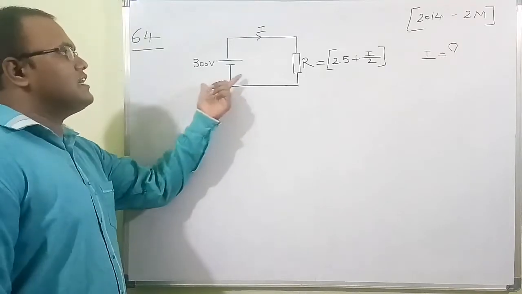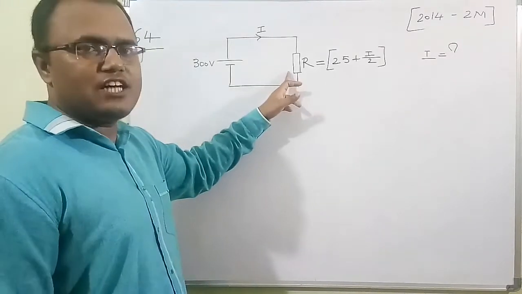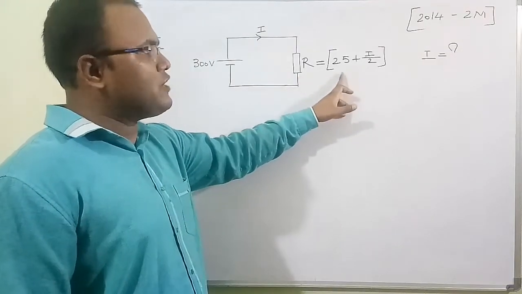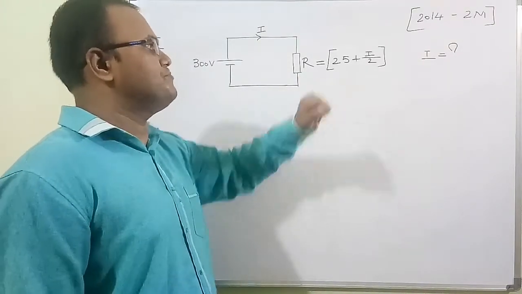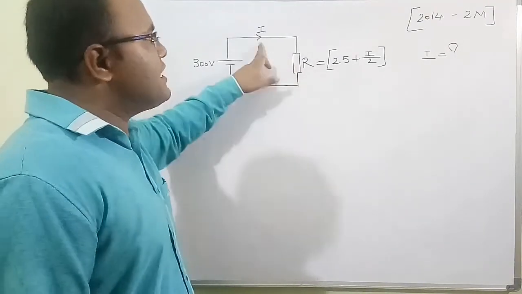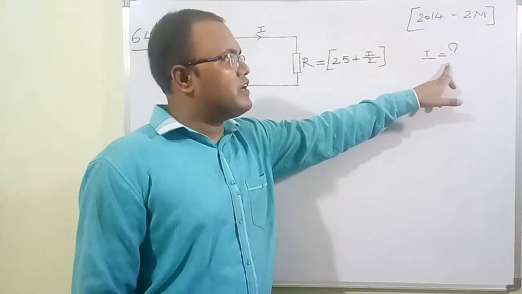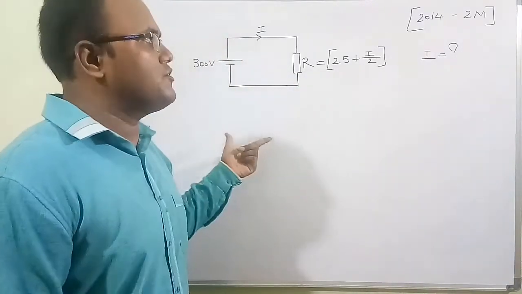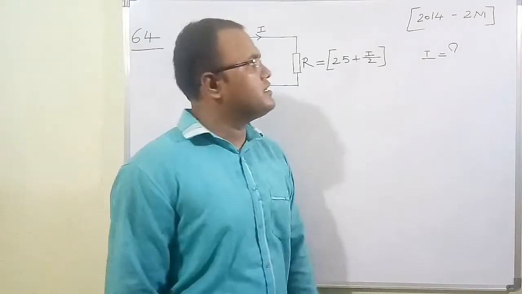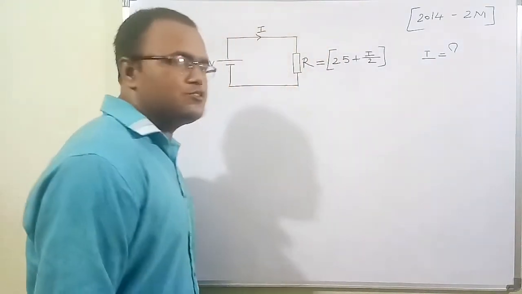See here, there is a voltage source whose value is 300 volt, and there is a resistance R which is given by the equation 25 plus I by 2, where I is the current flowing in the circuit, and the direction is also given in the question. We need to figure out the value of the current flowing in this circuit. This question was given in GATE 2014 for 2 marks. Now let's get started to solve this problem.